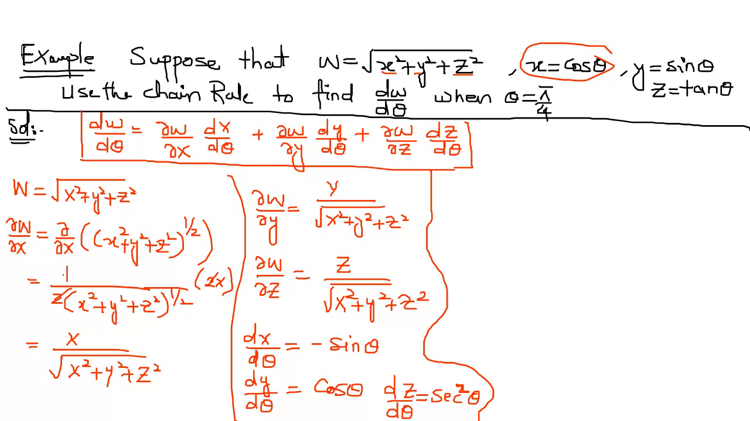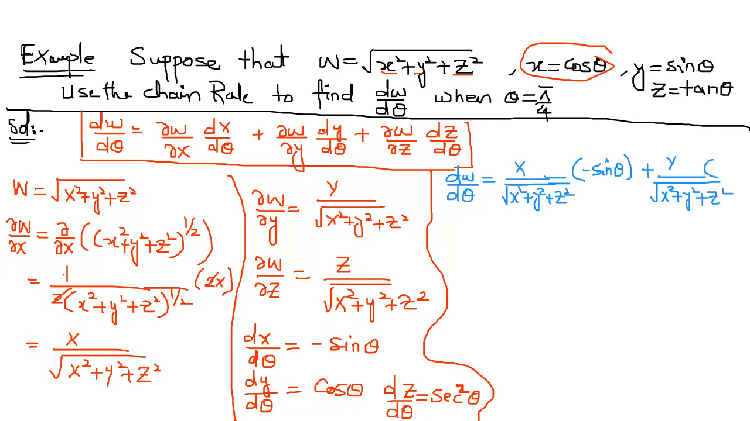You will get dw over d theta, that is equal to x divided by square root of x square plus y square plus z square into minus sine of theta, plus y divided by square root of x square plus y square plus z square into cosine of theta, plus z divided by x square plus y square plus z square into secant square theta.